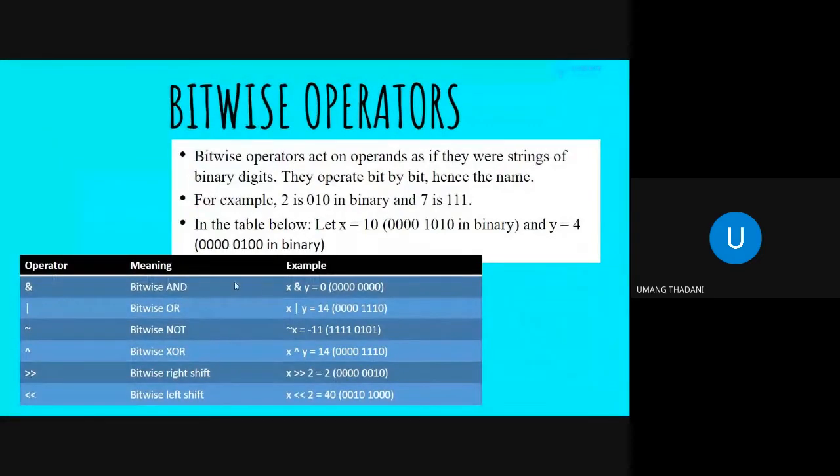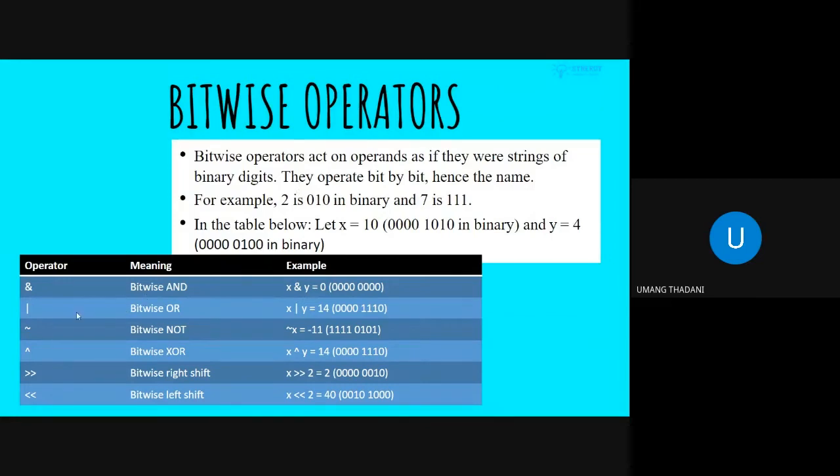So it will AND all these numbers. For example, x is 2, so it will get converted into 010 in binary, and 7 is 111. If I say 2 bitwise AND 7, it will perform AND operations between 010 and 111. The first bit is 0 here and 1 here; 0 and 1 gives 0. 1 and 1 gives 1. 0 and 1 gives 0. So 2 and 7 will give the output 010, which is again 2. So this is how the bitwise AND operator works.